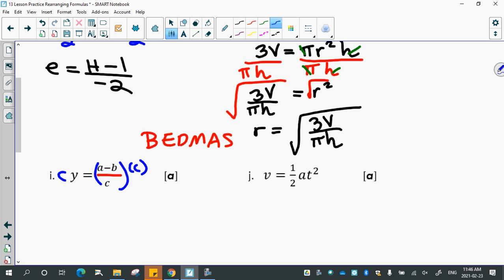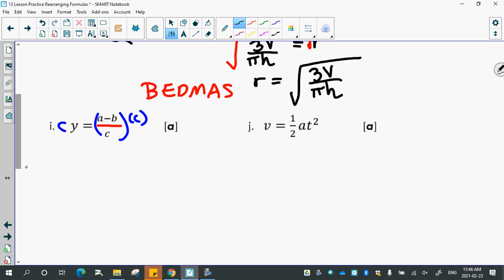Okay? So c times y, I don't know what that is, so I just write cy. On this side, the reason I multiplied by c was to undo the divide by c. So I'm just left with a minus b. Yep. You can add the b now. Perfect. Add b to both sides to undo the subtract b.